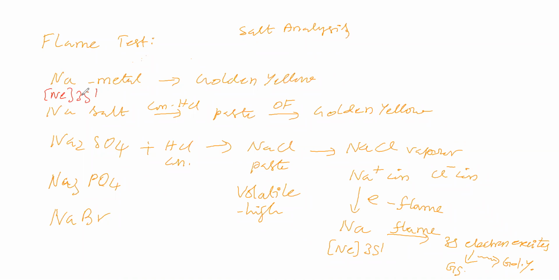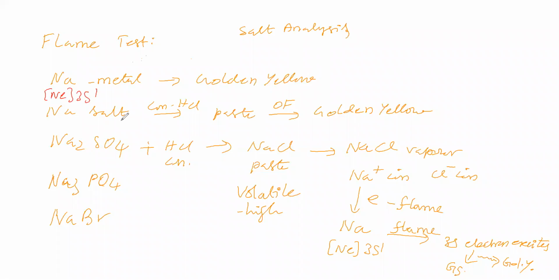So we are seeing the flame test of sodium metal. Sodium metal has neon 3s1 and is introduced into the flame. In the flame, this 3s1 electron takes energy and goes to the excited state. In the excited state the electron is unstable, so it comes back to the ground state. While doing so it emits radiation with a golden yellow wavelength, so the flame appears golden yellow. Sodium metal gives golden yellow in the flame, and sodium salt also gives golden yellow. Therefore, the flame test for sodium is golden yellow.